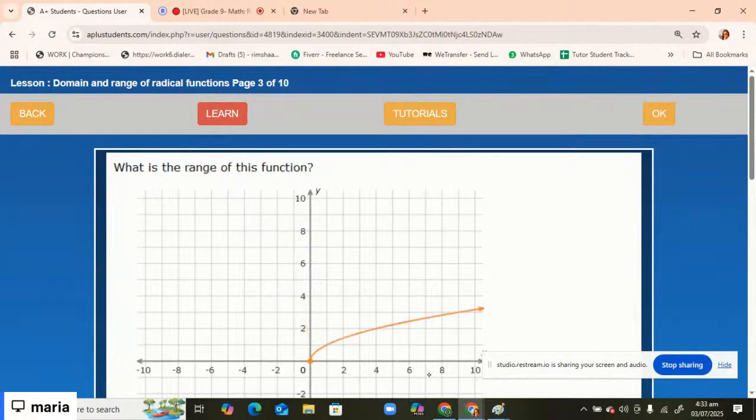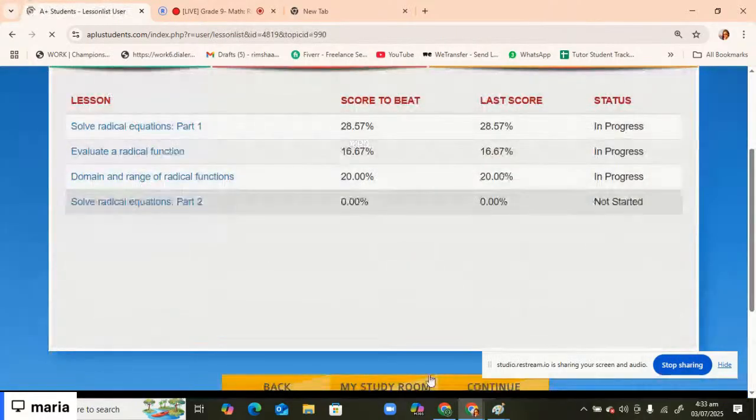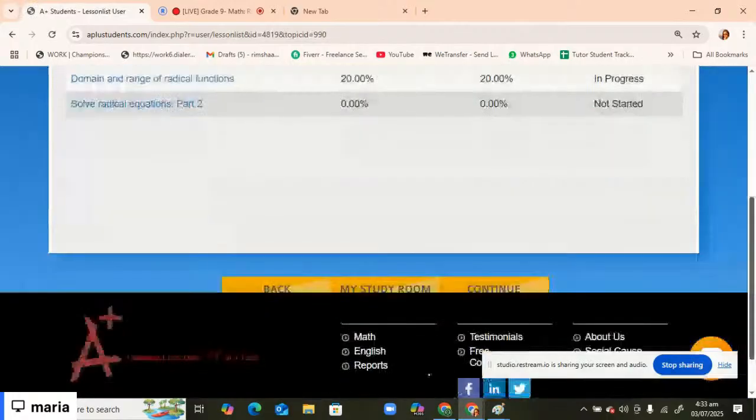Hope you guys understand this lesson as well. Solve the rest of the test questions regarding this lesson by yourself. Solve radical equation part 2.